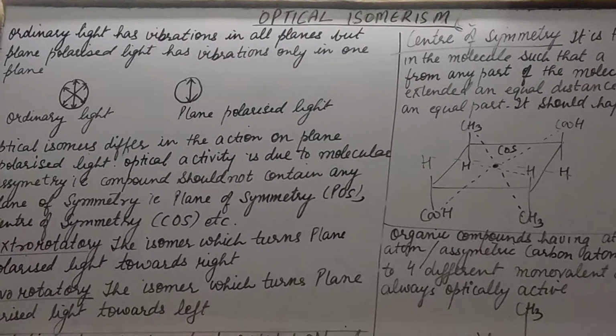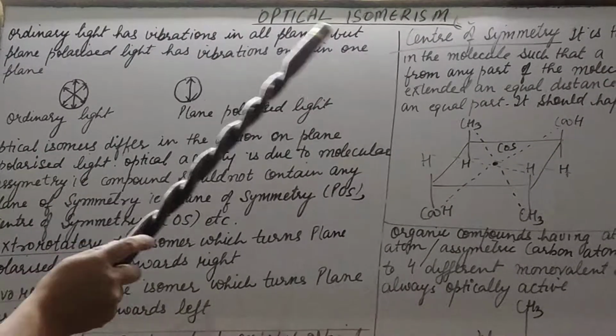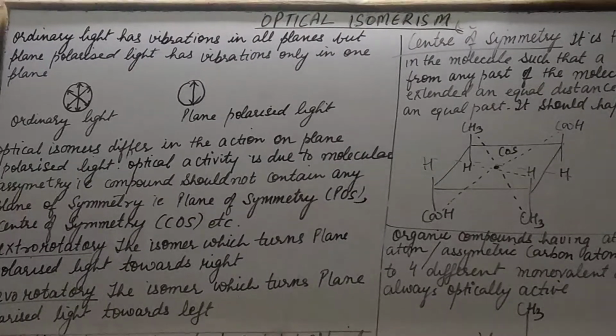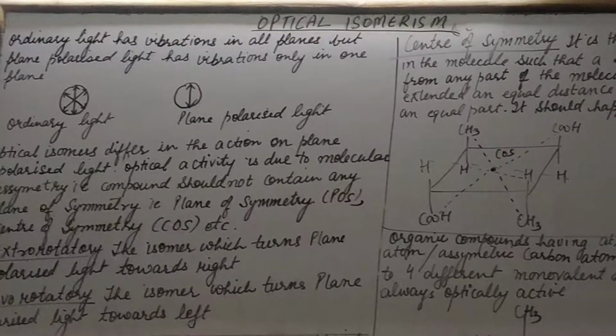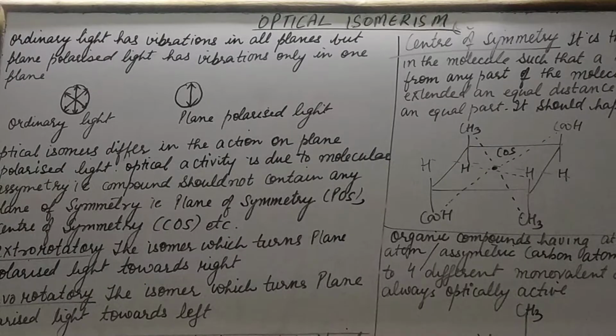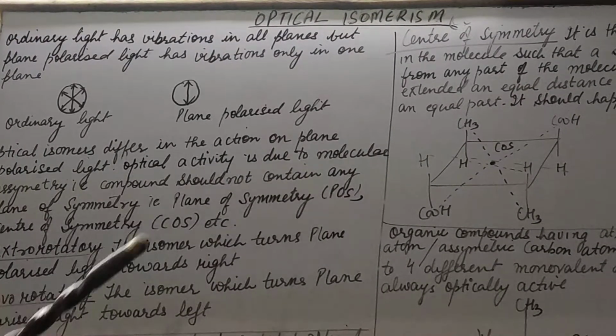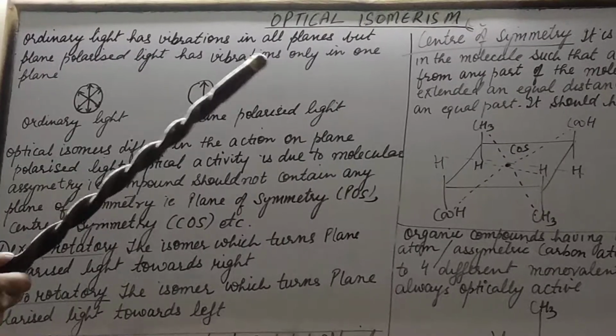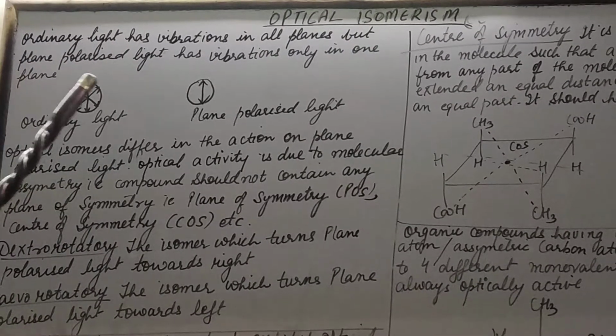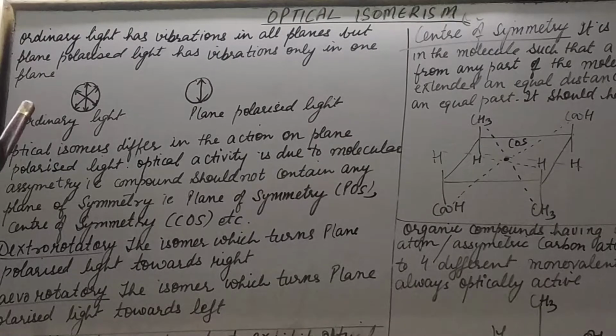Isomerism. Let's discuss today optical isomerism. So this is a part of stereoisomerism. In this we will be talking about optical isomers. Let's first consider what is plane polarized light. See, ordinary light has vibrations in all the planes, but plane polarized light has vibrations only in one plane.